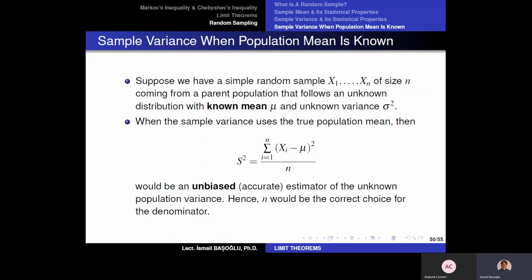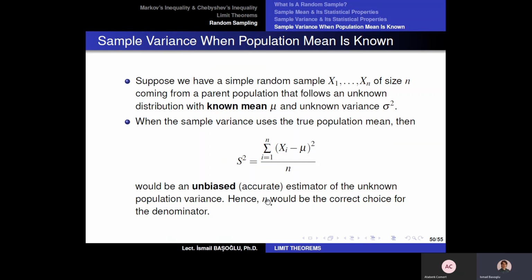You do not have any degrees of freedom reduction. So you can freely choose your random sample if you resample again, because you always know the true parent population mean. This time, the sample variance will be calculated by dividing by n, and this time it is going to be unbiased again if you divide by n. So the correct choice for the denominator this time is going to be n.